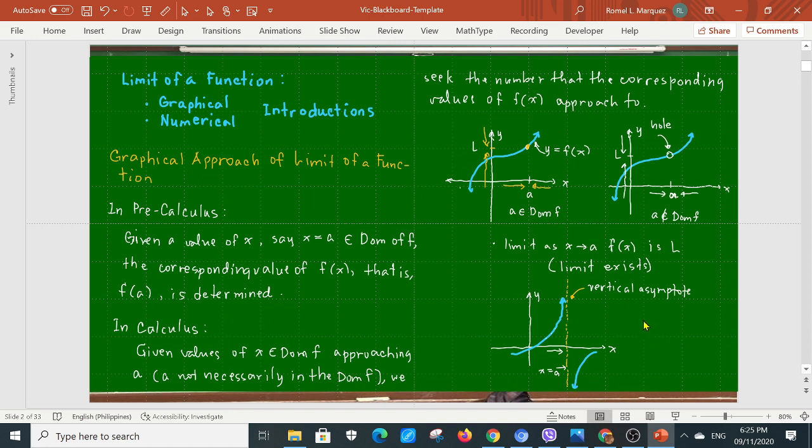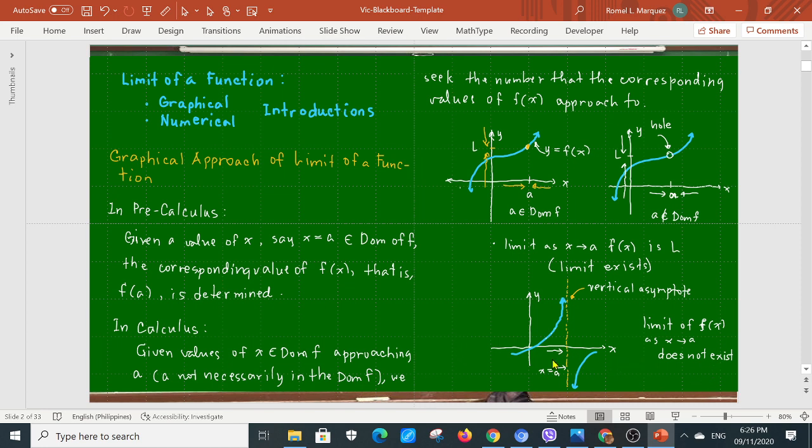So in this case, we say that the limit of f of x as x approaches a does not exist. Okay? Graphically, this is how it looks. One possible case for the limit not to exist. So in other words, a limit cannot always be attained as a real number. It is possible that you won't have a limit.